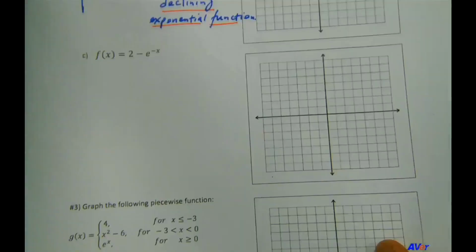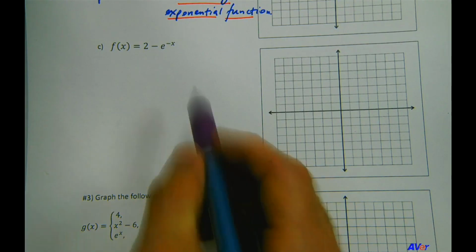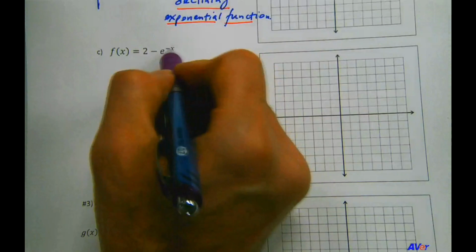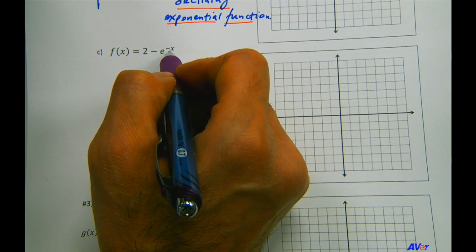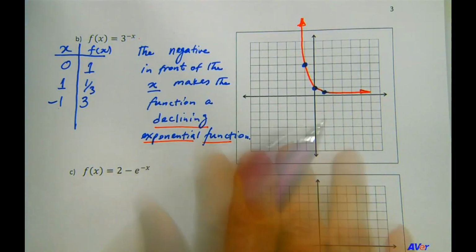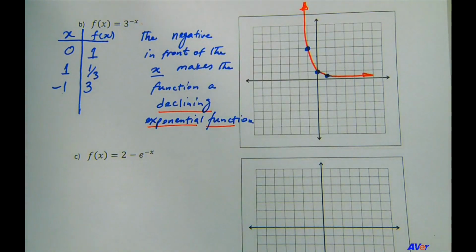Okay, this one, next one, this is a really interesting function, because once again, we have a negative in front of the x, right? So we would expect a declining behavior, just like what happened here. Because E itself is greater than 1, right? It's 2.71828, something we mentioned earlier.